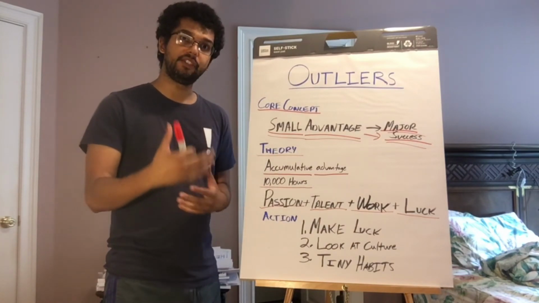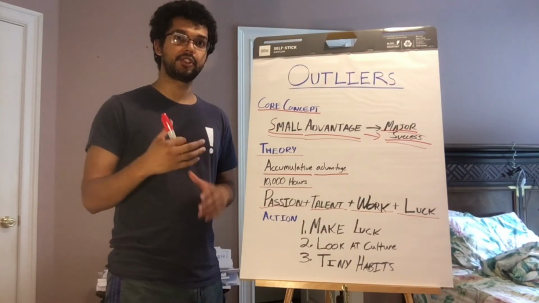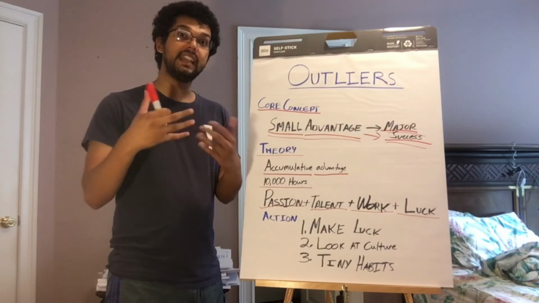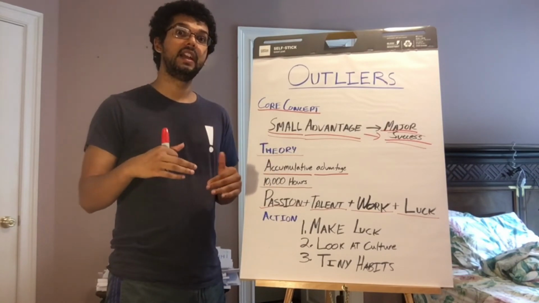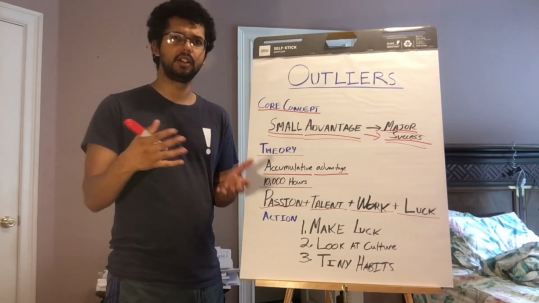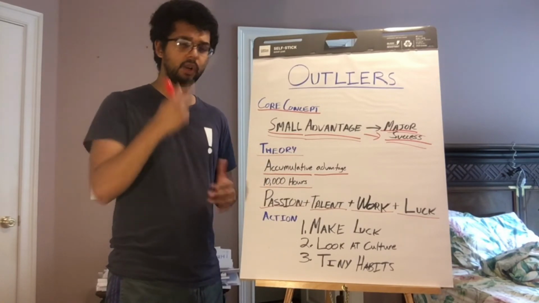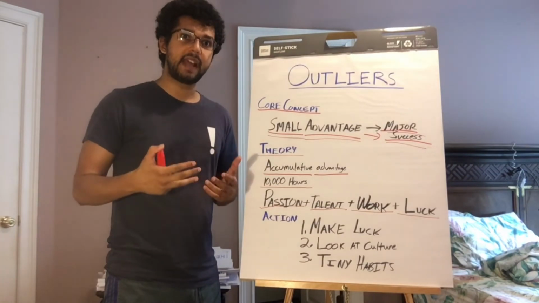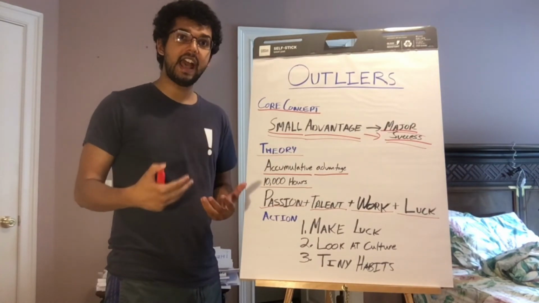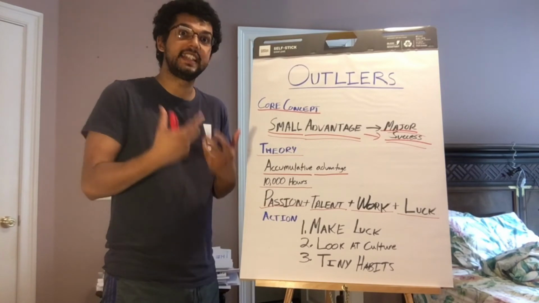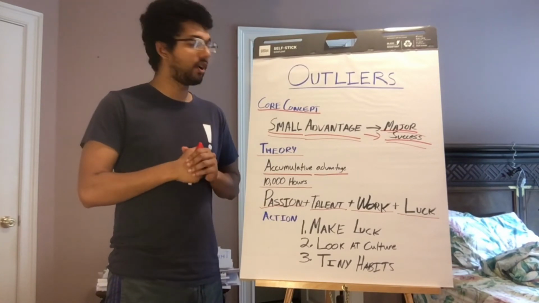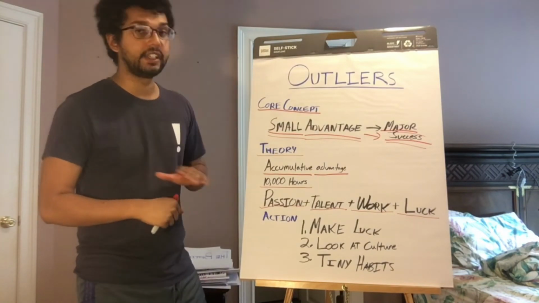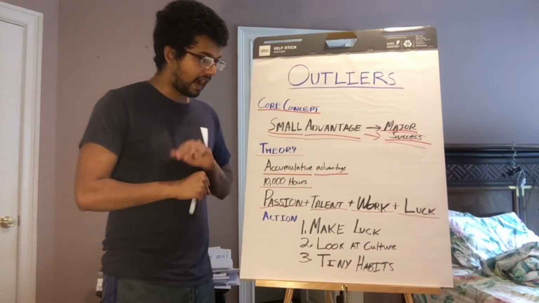It's called the Matthew effect, right? In the Bible, there's this quote that says, "To he who has much, more shall be given. To he who has little, everything shall be taken away." It's something along those lines. And what that essentially means is, it's the positive feedback loop. The more you have, the more likely you are to get more, right? So, that's the general theory and core concept of Outliers.